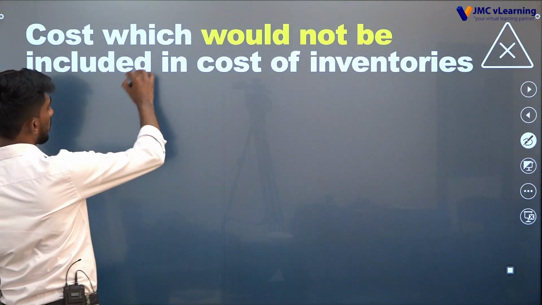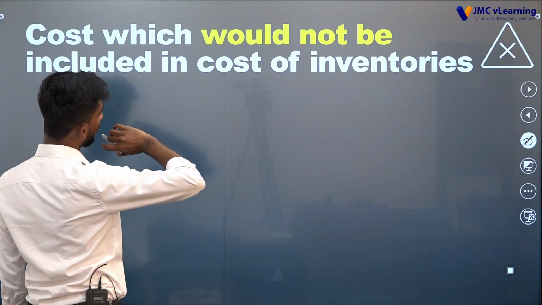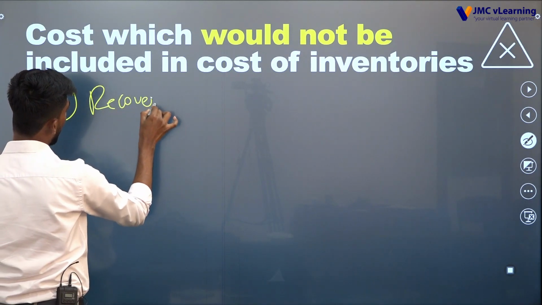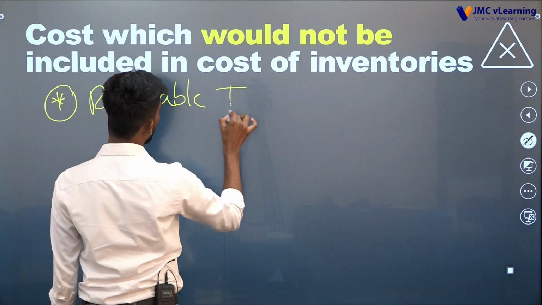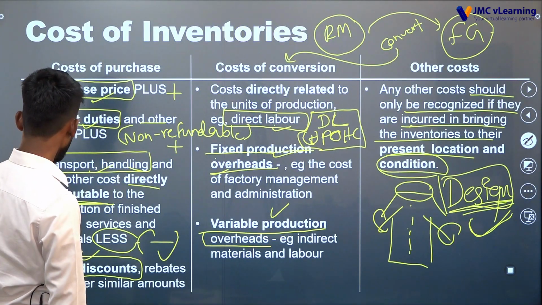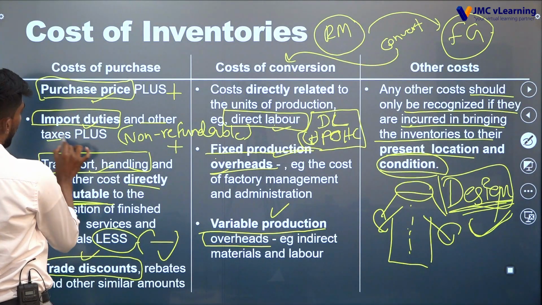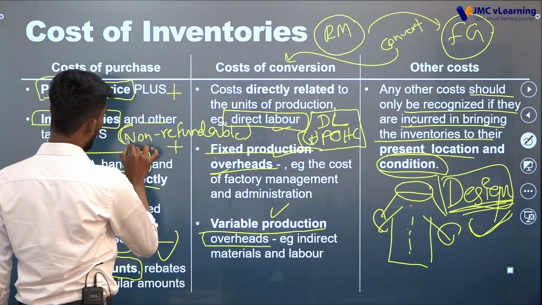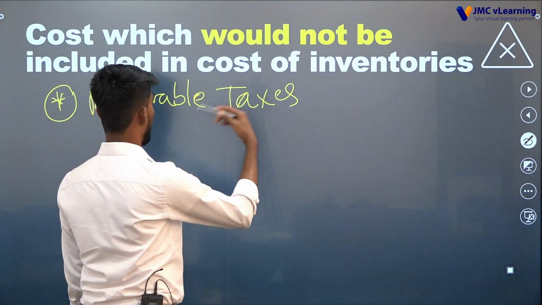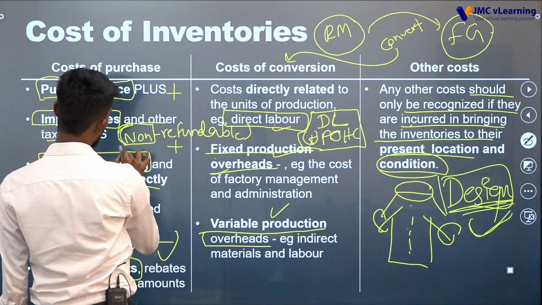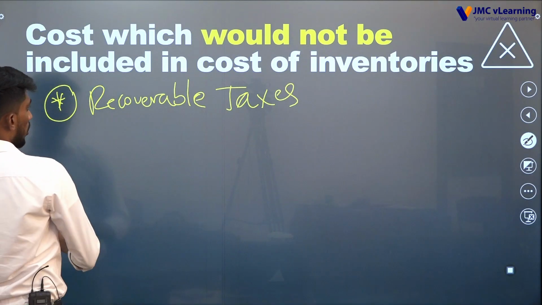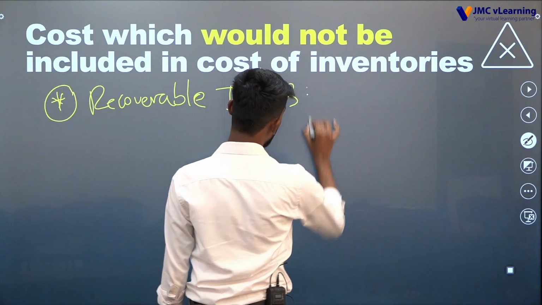Another thing, cost which would not be included in the cost of inventories. Another important thing is the recoverable taxes. Make a note. Recoverable taxes. Here I told you, when it comes to the taxes, we are including only non-refundable taxes. Here we can include in the cost only if the tax is non-refundable.